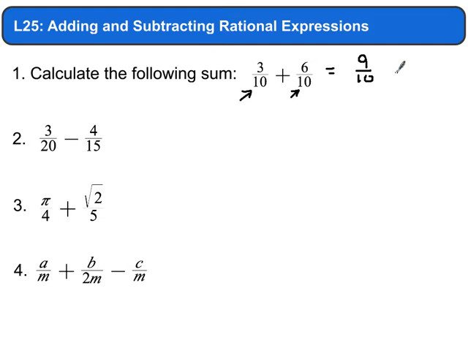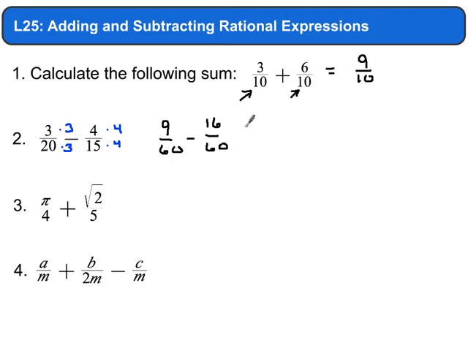So if we look at number 2, for example, it says 3 over 20 minus 4 over 15. So to do that, we have to get common denominators. That common denominator is going to end up being a 60. So we're going to multiply this fraction by 3, and we're going to take the other fraction and multiply it by 4. So multiply by 4 and multiply by 4. So when I do that, I'm going to end up with a fraction that says 9 over 60 and then minus 16 over 60.